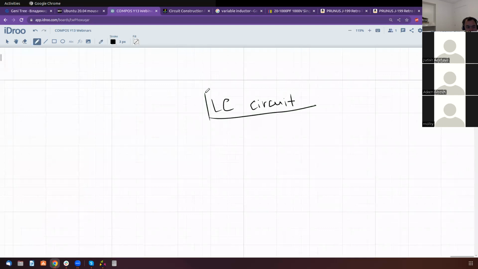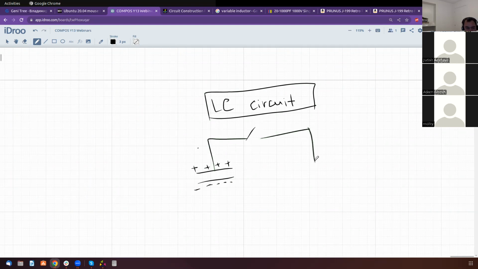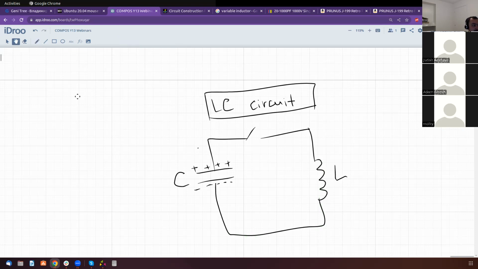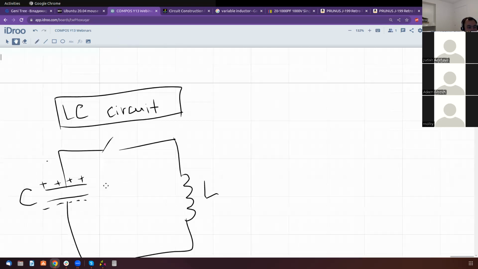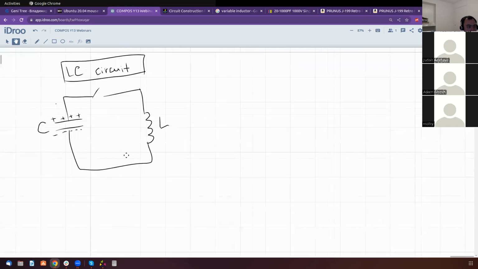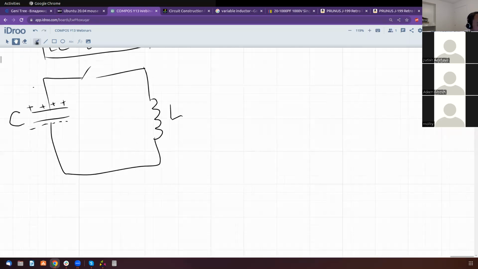So what we have is a charged capacitor, a switch, and an inductor: capacitor C, inductance L. We start with Kirchhoff's law. Once we close the switch, the voltage on the capacitor is equal to the voltage on the inductor. It has to be like that.